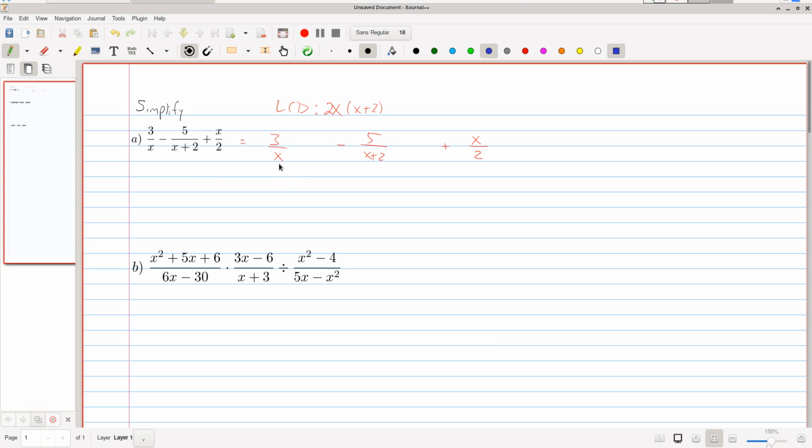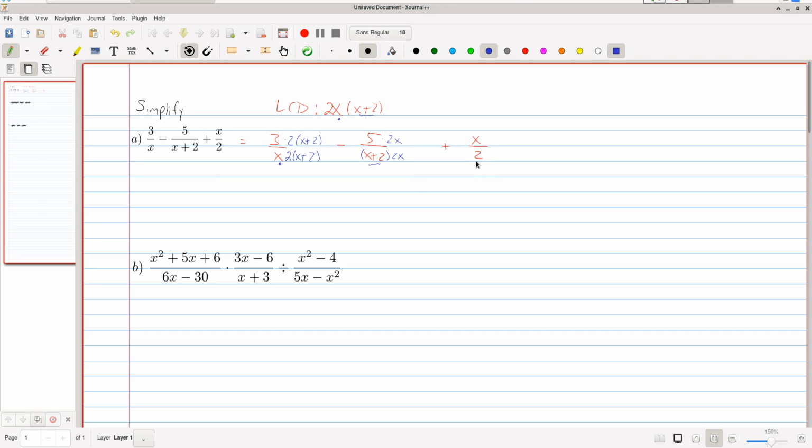So in the first fraction, I can see we have the x, but we're missing the 2, and we're missing the x plus 2. So we're going to multiply the top and the bottom both by what's missing, 2x plus 2. Okay, next fraction. I see that this one has an x plus 2, but it's missing the 2 in the x. So we're going to multiply the bottom by 2x, and we're going to multiply the top by 2x.